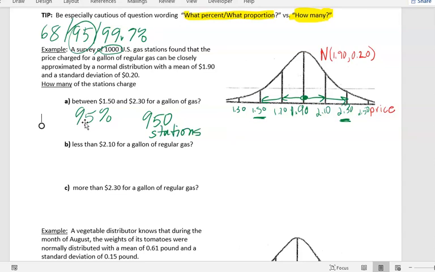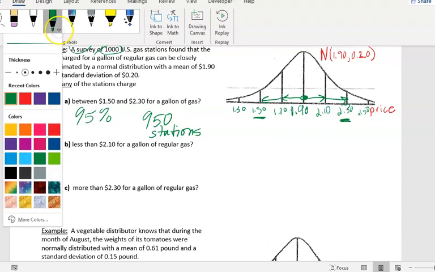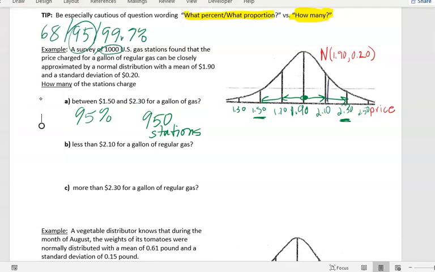The next question says, what about less than $2.10? So what number of gas stations in this situation would be less than $2.10? So here's $2, and let's try and get my pen working here. Here's $2.10 right here. And less than means I'd want all of this area over to the left. Like, what is that percentage?